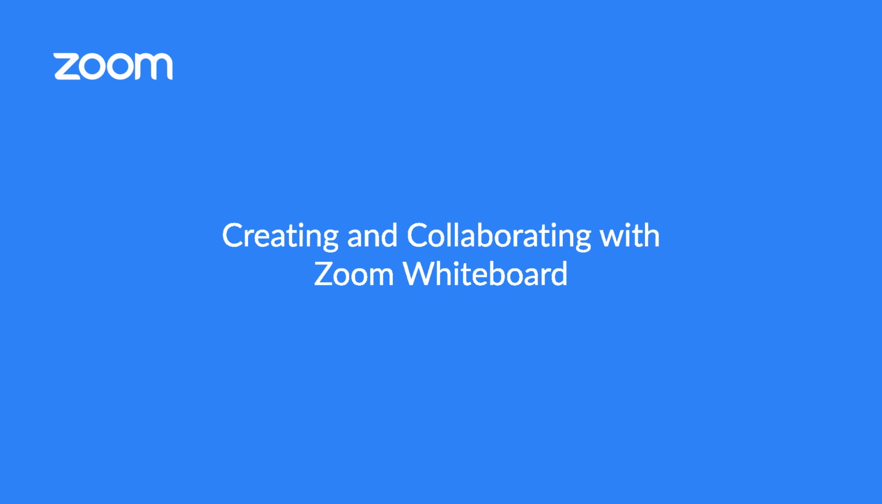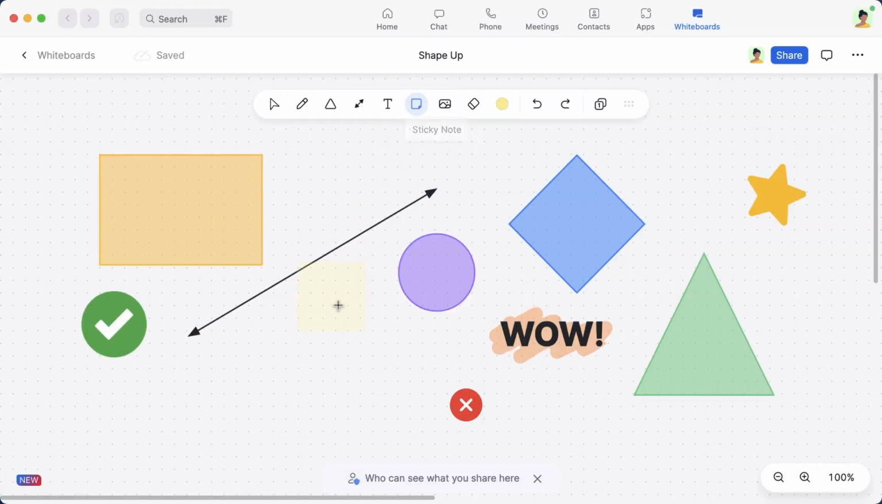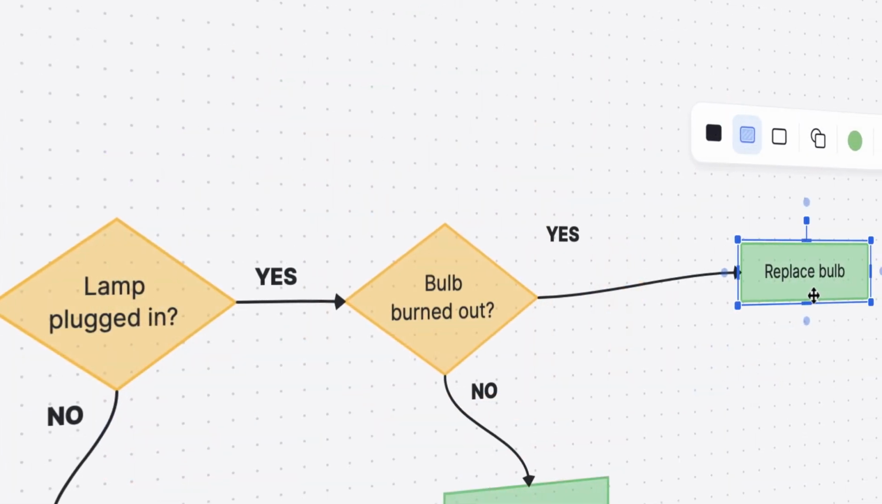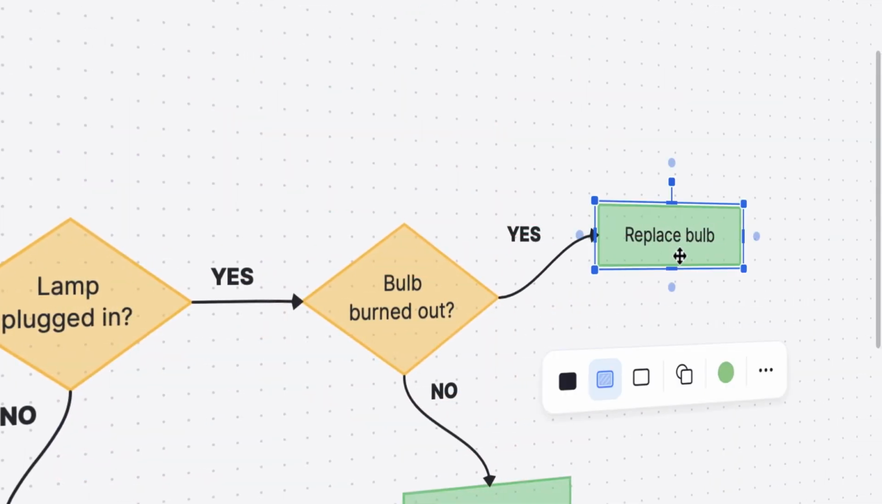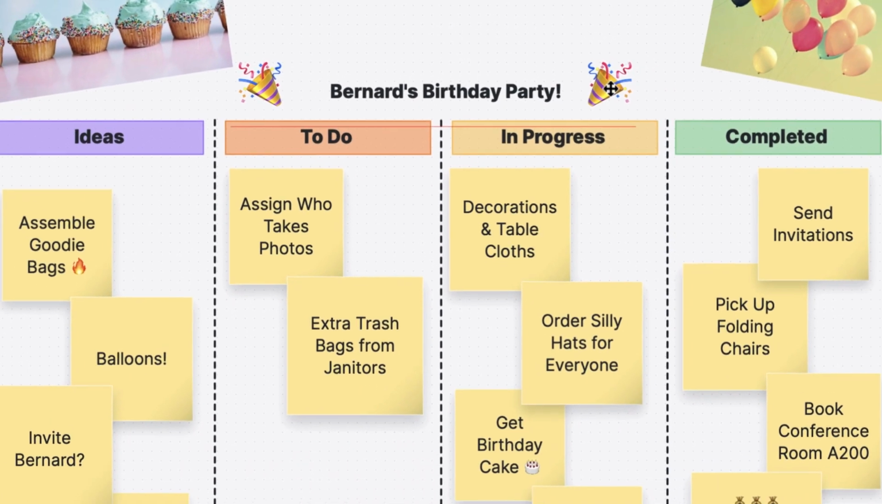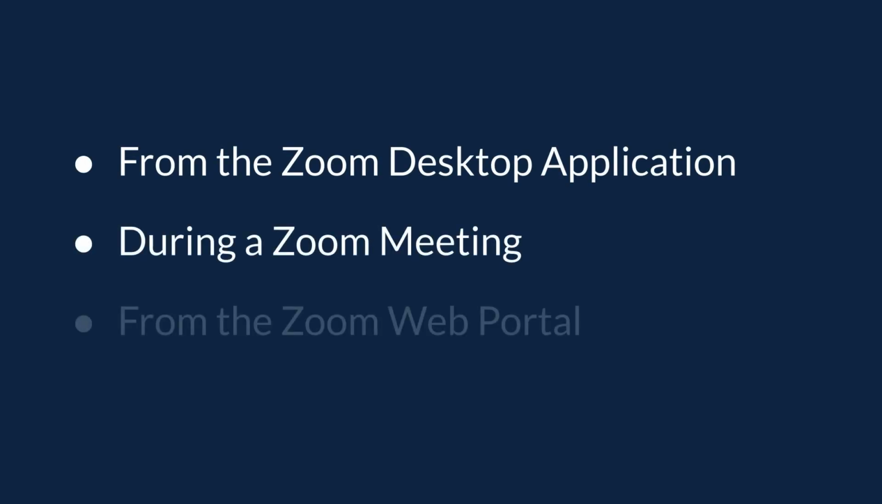Introducing Zoom Whiteboard, an innovative collaboration platform you can access from any device during or outside of a meeting. Sketch out your latest brilliant idea, map out and diagram a workflow, or plan an upcoming event to make sure it's a smashing success. There are 3 primary ways to access Zoom Whiteboard, so let's dive in and see it in action.